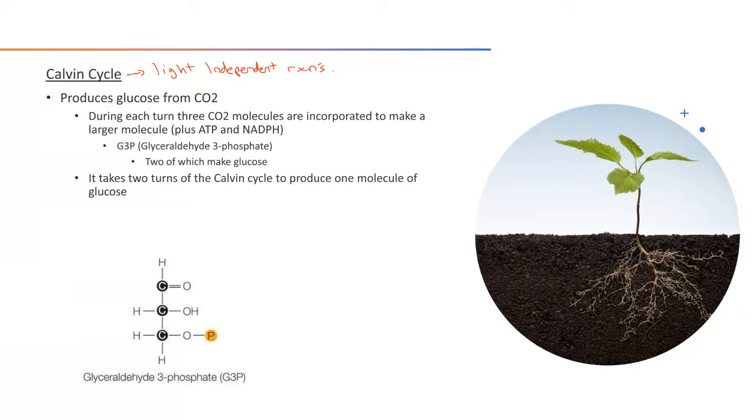What is the big point of the Calvin cycle, or the light independent reactions? Well, you know, the whole gist of it: it produces glucose from carbon dioxide. So yes, carbon dioxide is going to be used here. Remember, we didn't use carbon dioxide for anything in the light dependent reactions, but we use it in the light independent reactions. Why do we use carbon dioxide? To make glucose.